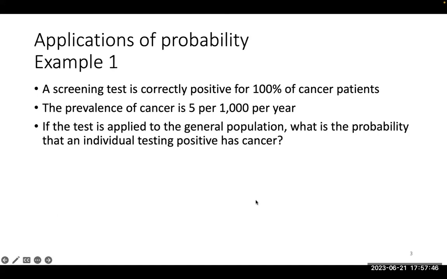Okay, so why is this important? Let's assume we have a screening test that is correctly positive for 100% of cancer patients. The prevalence of cancer is 5 per 1,000 per year. So it's essentially 0.5%. If the test is applied to the general population, what is the probability that an individual testing positive has cancer?